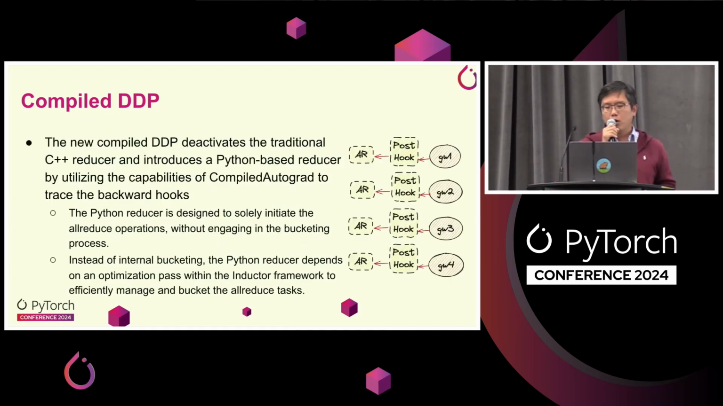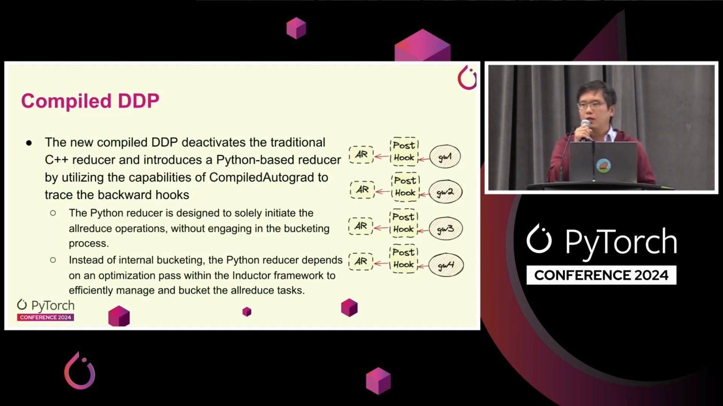So we propose new Compiled DDP, and this new Compiled DDP essentially uses Compiled Autograd to trace through the gradient hook. But we only solve one problem: we now know what's going on inside the gradient hook. We still cannot trace through the C++ reducer. So this new Compiled DDP actually deactivates the C++ reducer and implements a very simple Python level reducer, which issues one all-reduce per gradient hook.